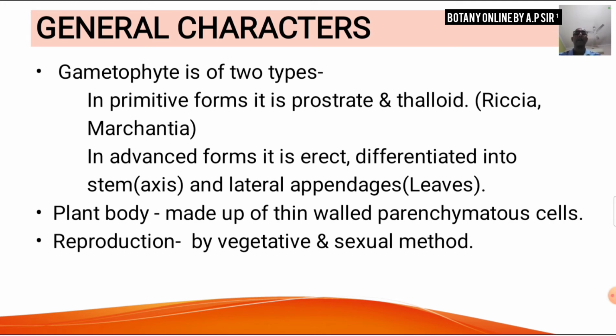Now, the entire plant body is made up of thin walled parenchymatous cells. Then reproduction in bryophytes occurs by both vegetative as well as sexual methods. Fine. So, we can say that the plant body consists of the gametophyte, and the gametophyte is dominant. A small part of the life cycle is occupied by the sporophyte, which is totally dependent on the gametophyte.